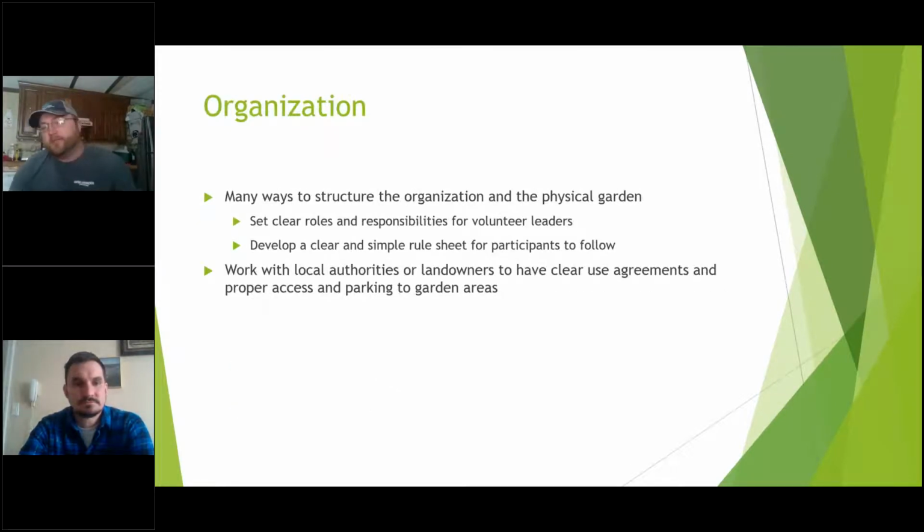That brings us to the point that with any group, you need an organization. There are many ways to structure the organization and the physical garden itself. Two key points I wanted to get out there were to set clear roles and responsibilities for your volunteer leaders, and to develop a clear and simple rule sheet for participants to follow. There are a lot of different roads and paths you can choose for how you want the garden to physically be and how you want your organization to be. Those things can grow organically with time as you grow the organization and see what fits best for where you're at.